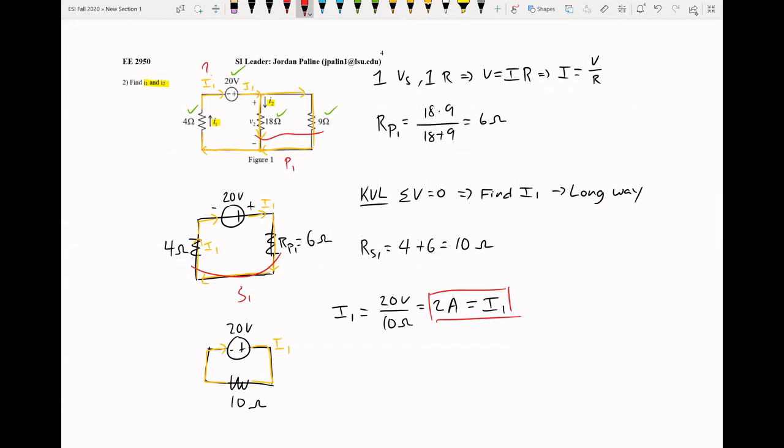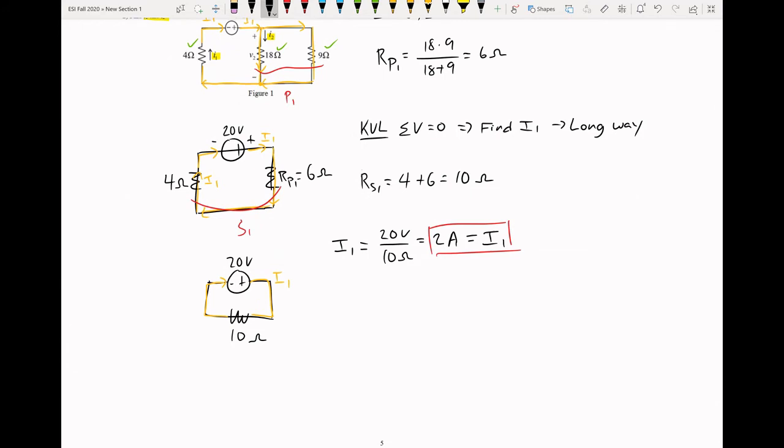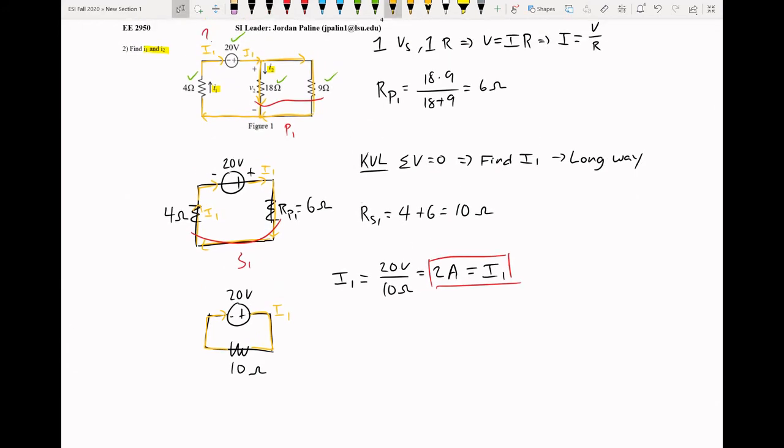Okay, now that we know what I1 is, if we were to bring it back, we see that at this point I1 branches off, so we know that 2 amps goes this way. And then we know I2 goes this way, and we know some value I3 goes that way. All right. But we want to find I2 for this specific problem.